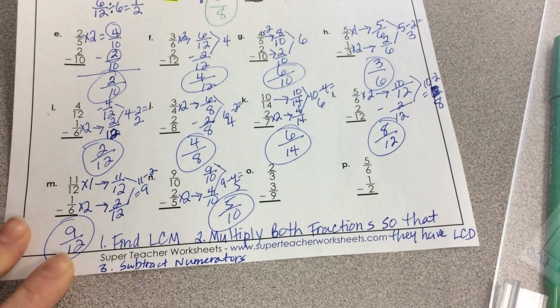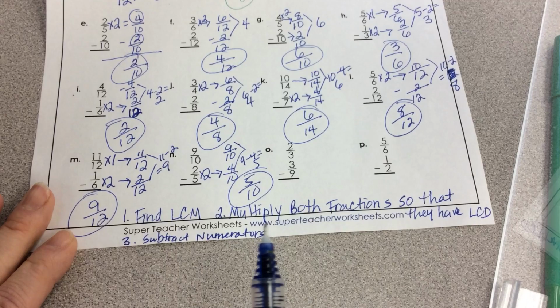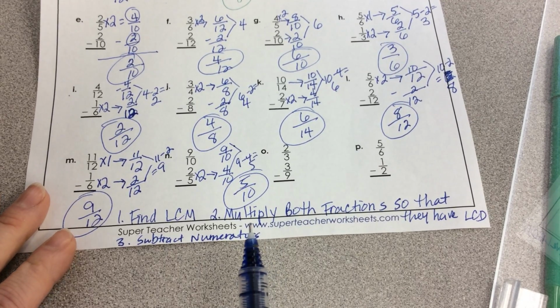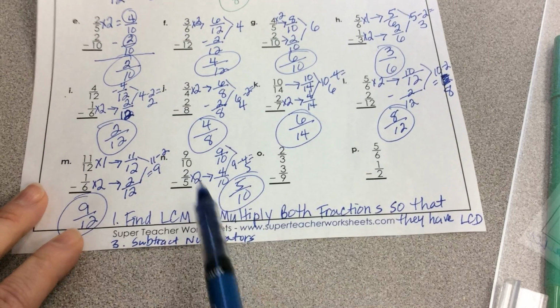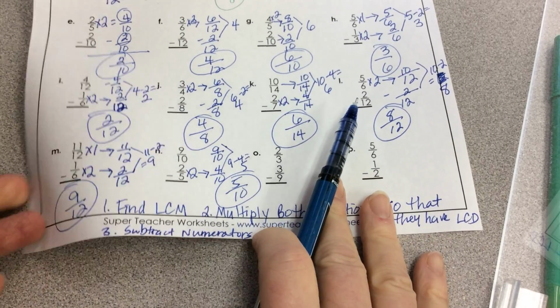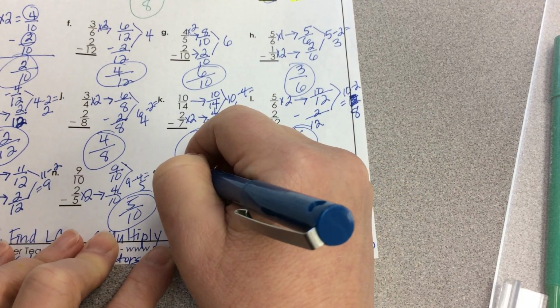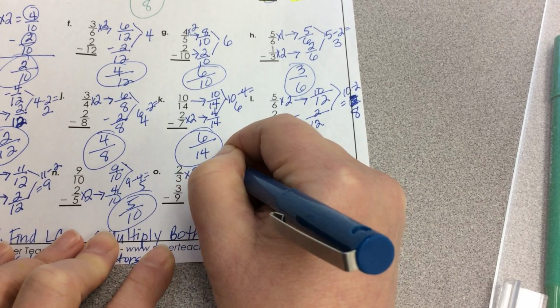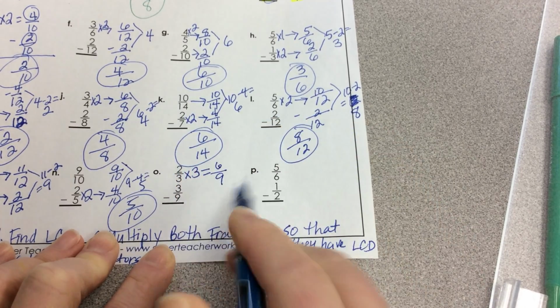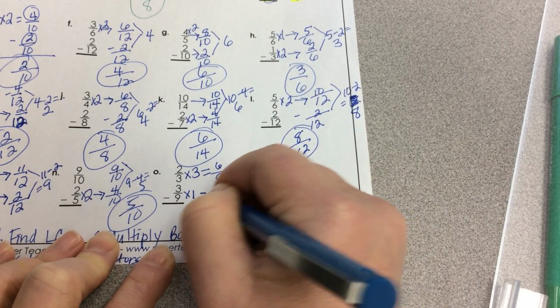Now, because there's so much writing on here, you are welcome to get another piece of paper to write out your problems. But if you have all this, I want you to be sure you circle your final answer for each one so that it's easy to tell what it is. Okay, so we're going to multiply times 3 to get 9 as our lowest common denominator.